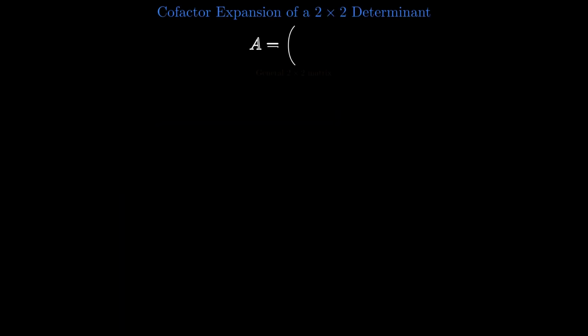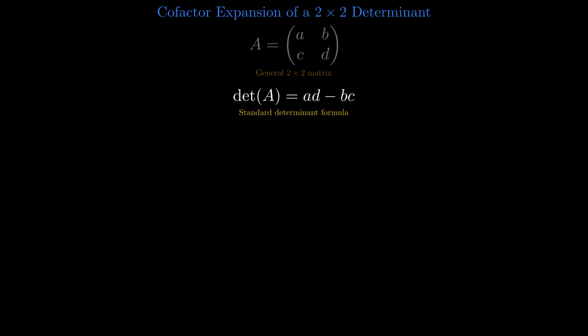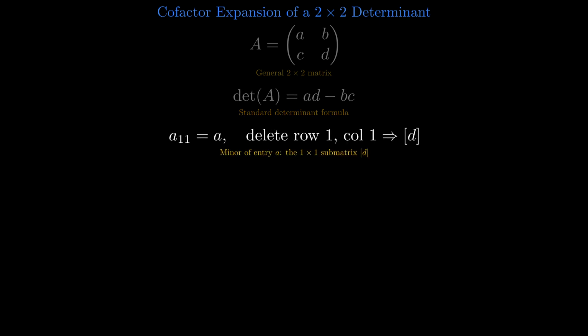Start with the 2x2 matrix with entries A, B, C, D. The determinant is A times D minus B times C. Now let's reframe this formula as a cofactor expansion along row 1. Entry A sits at position 1, 1. Delete row 1 and column 1. The remaining submatrix is just a single entry D.